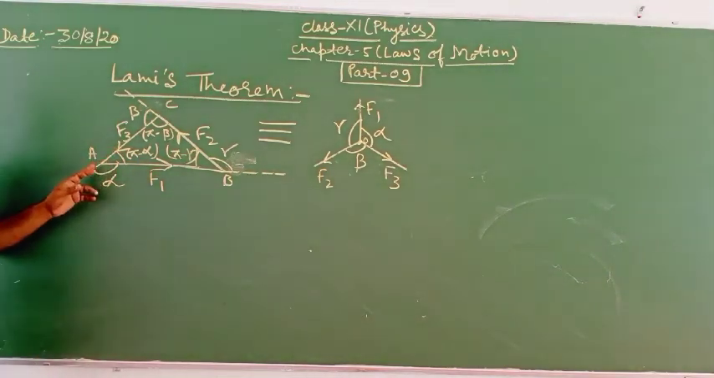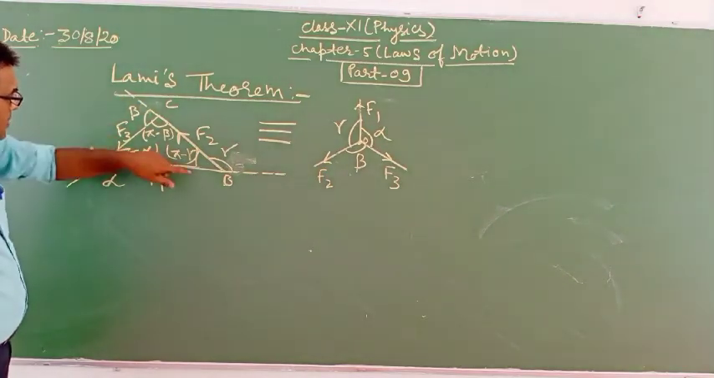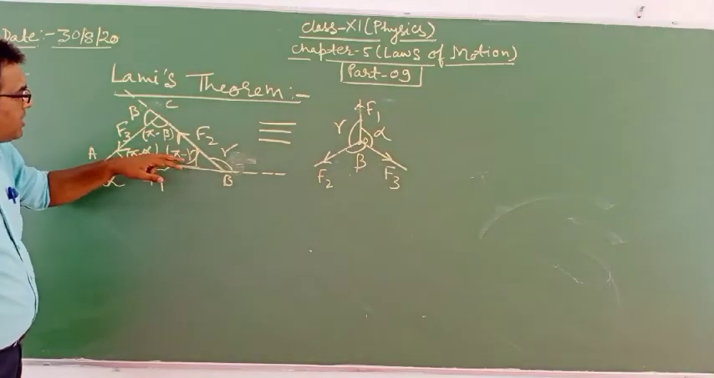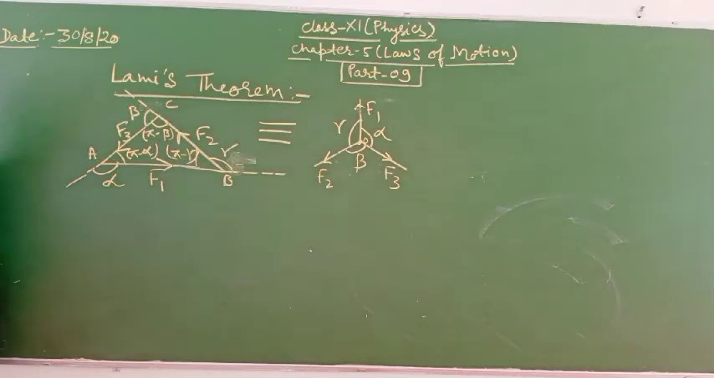So angle CAB is equal to pi minus alpha, angle ABC is equal to pi minus gamma, and angle BCA is equal to pi minus beta. Now we are going to apply the law of sine here. According to the law of sine, in triangle ABC.